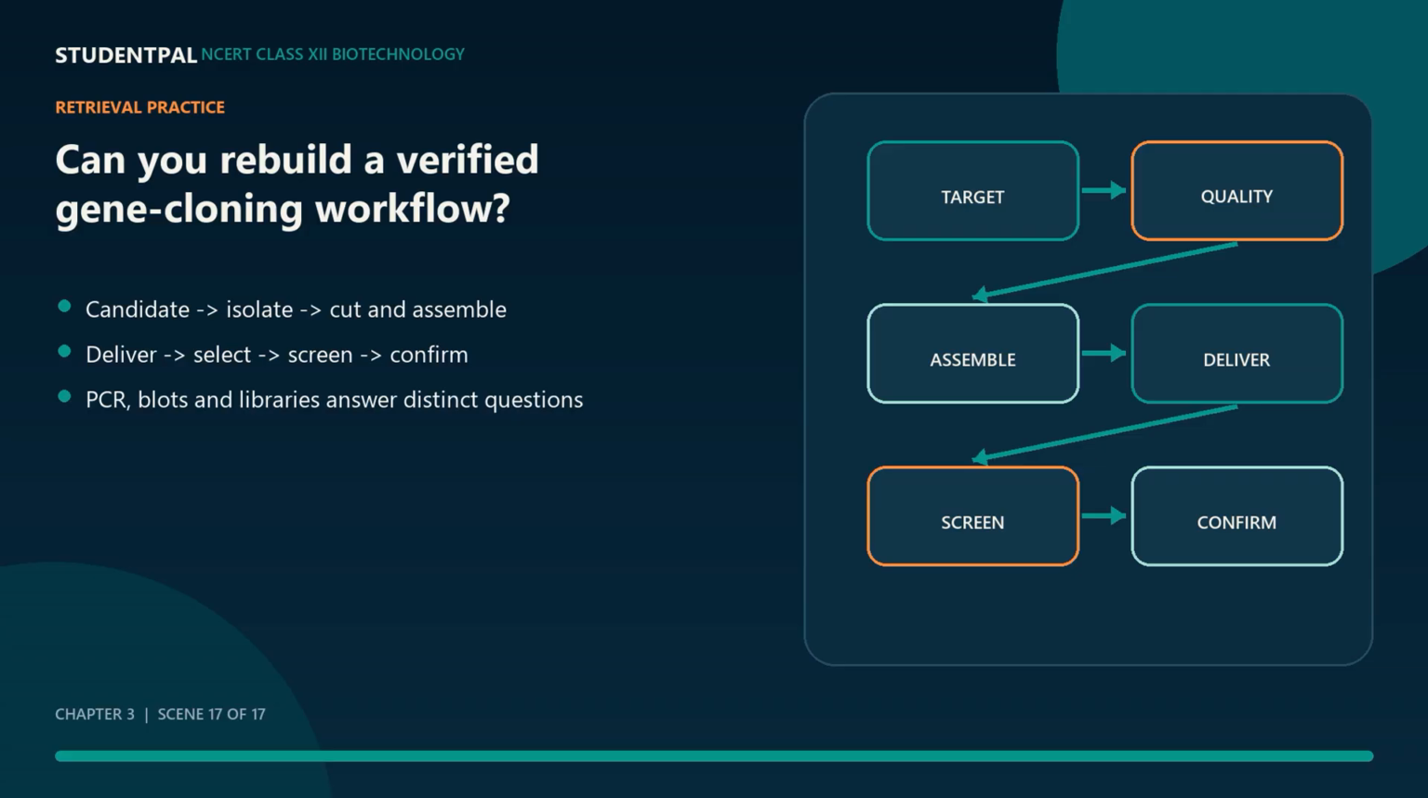Use southern, northern, and western blots for DNA, RNA, and protein questions respectively. Use PCR with correctly behaving controls to amplify or diagnose a defined region. Choose a genomic library for broad genome representation and a cDNA library for expressed intron-free sequences. If you can state the observation, inference, control, and limitation at every stage, you understand gene cloning as experimental science rather than a memorized protocol.